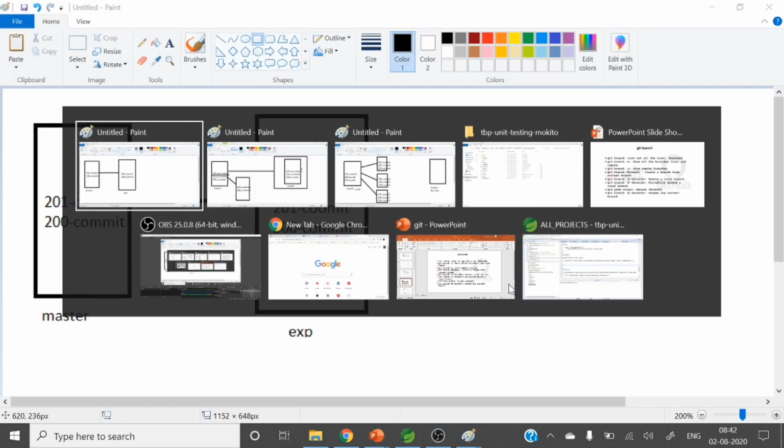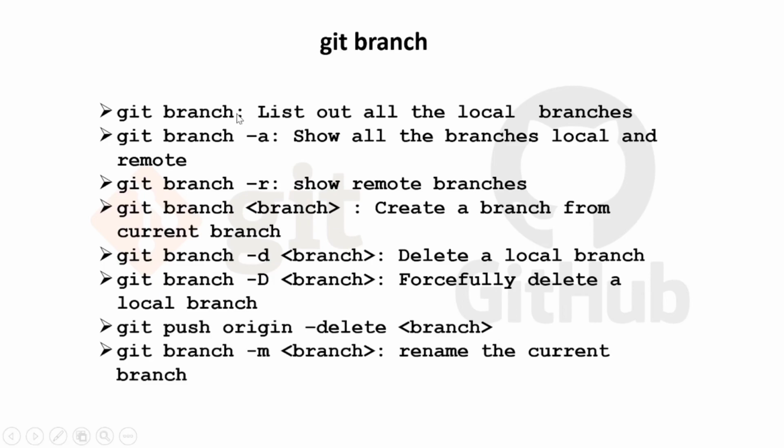So let me show you the different operations we can do. These are all the commands we can perform. Git branch lists out all the local branches, and git branch hyphen a, which means git branch hyphen all, will show all the branches, local and remote as well. The third one is git branch hyphen r, which will show all the remote tracking branches, right?